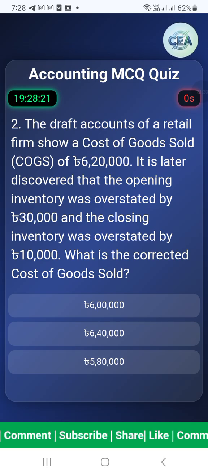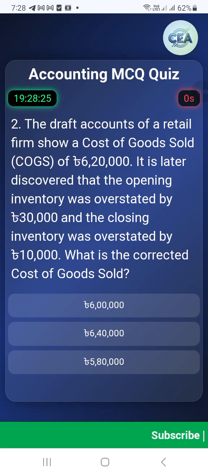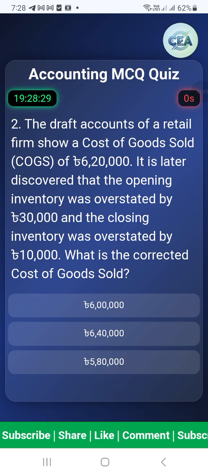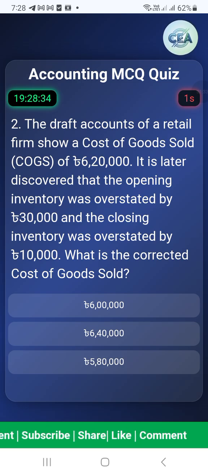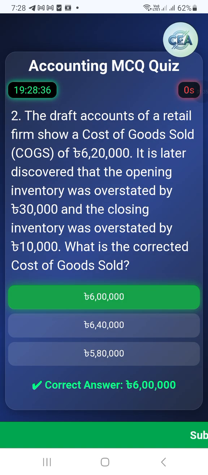Option 1. 600,000 takas. Option 2. 640,000 takas. Option 3. 580,000 takas. Correct answer is 600,000 takas.